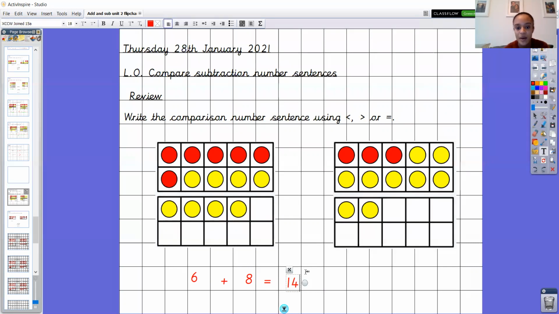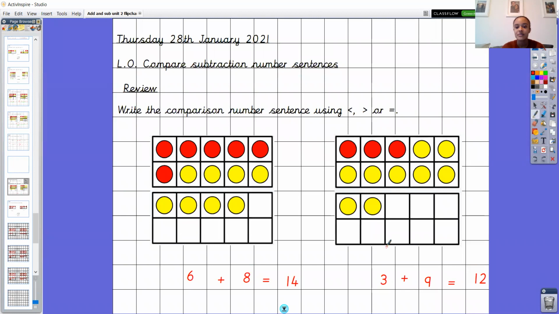Now I'm going to move on to this one. I've got 3 red counters this time. And I've got 1, 2, 3, 4, 5, 6, 7, 8, 9 yellow counters. I'm going to put that 10 in my head again. I've got 10 and 2 more. And I know that 10 and 2 ones gives me the number 12. So now I've found out the 2 answers, so now I can use my comparison.